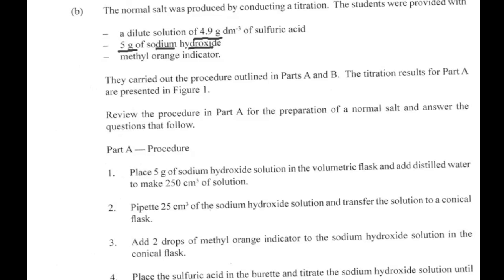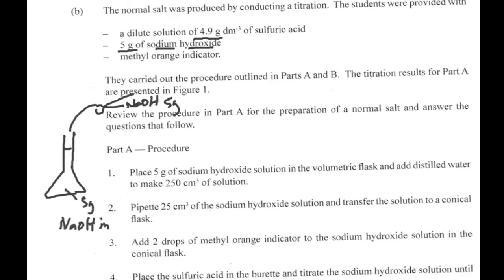Part A procedure. Step 1: place 5 grams of sodium hydroxide in the volumetric flask and add distilled water to make 250 cm³ of solution. So this is our 250 cm³ volumetric flask. We would have weighed 5 grams of NaOH, we're putting the 5 grams there, and then we're adding distilled water to make up to the mark. After we've done that, we'd have 5 grams of NaOH in 250 cm³ of solution.